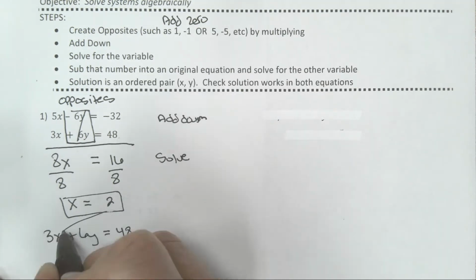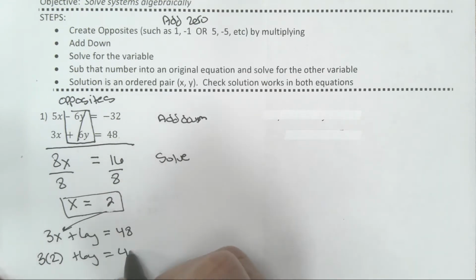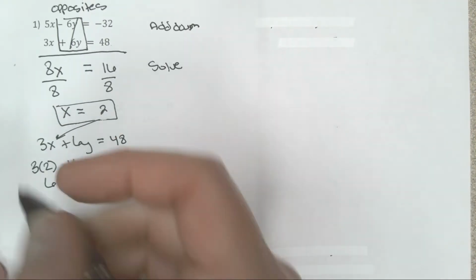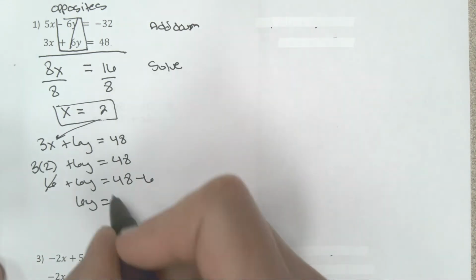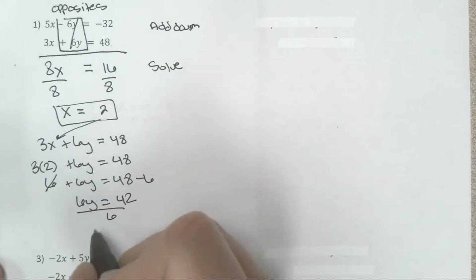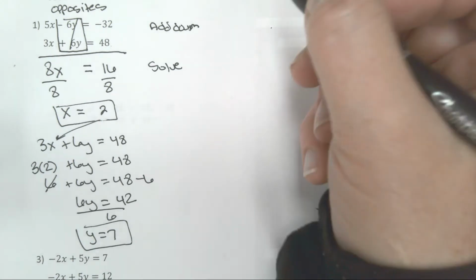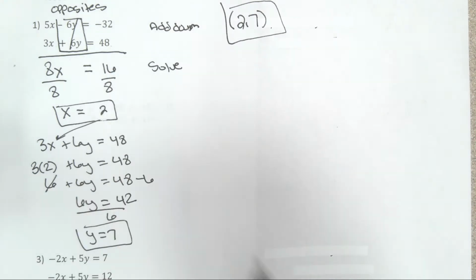All right, so now I'm going to plug 2 in for x. 3 times 2 plus 6y equals 48. 6 plus 6y equals 48. Oops, sorry. Subtract 6 from both sides. 6y equals 42. Divide, and y equals 7. All right, so we believe our answer is 2, 7. And the last step up there says write your solution as an ordered pair.